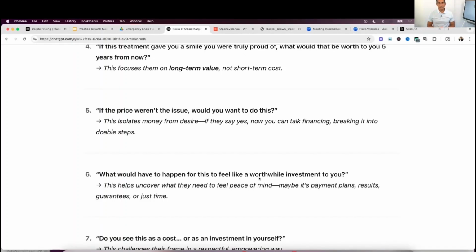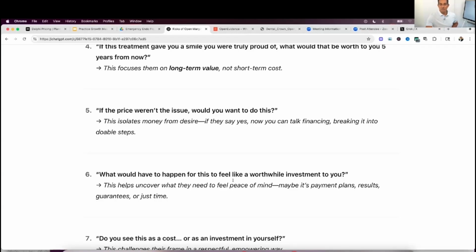We've discussed this one. And the key element here is you are doing exactly what it's saying. It's severing or isolating the money from the desire. If the patient can say, yeah, I would, now you have positive psychological confirmation that they want to get it done. So it's isolating money from desire. It's making that 2 separate things. What would have to happen for this to feel like a worthwhile investment to you?